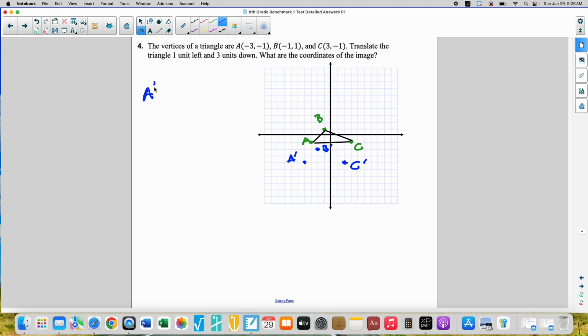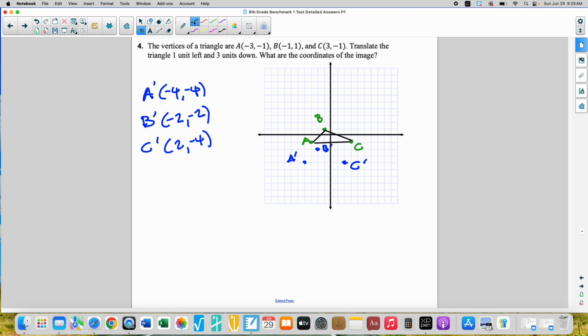So A prime is going to be negative 4, negative 4. B prime is going to be negative 2, negative 2, and C prime is going to be 2, negative 4. And that's one way of doing it, and that's doing it on a graph if we wanted to show it.